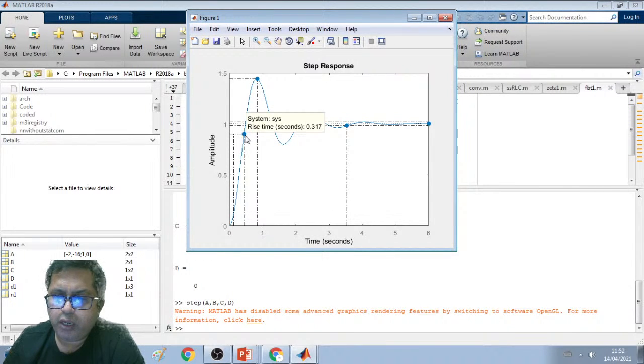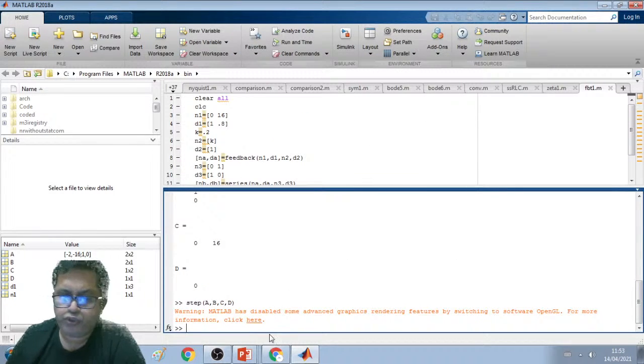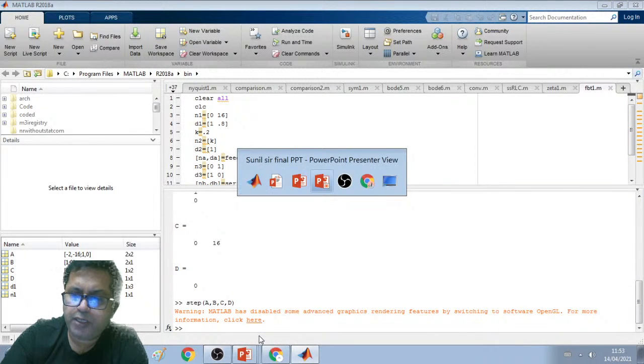Okay, if you can click on this, rise time is 0.317. Put the cursor here. Peak amplitude is 1.44. Percentage overshoot is 44.3%. Peak time is 0.829. Put here, settling time is 3.53 seconds. Steady state system final value is 1. In this way you can find out the response of a system using state space approach.